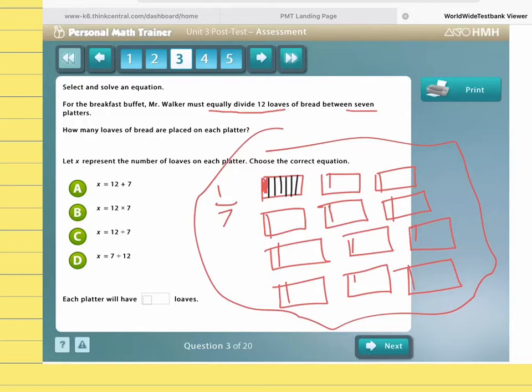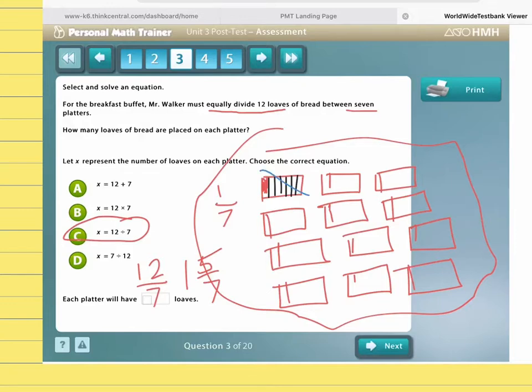1/7 12 times is going to be 12 divided by 7, and you end up with 12/7 loaves on each plate, or you could simplify that to 1 and 5/7.